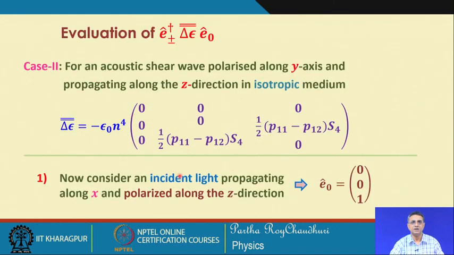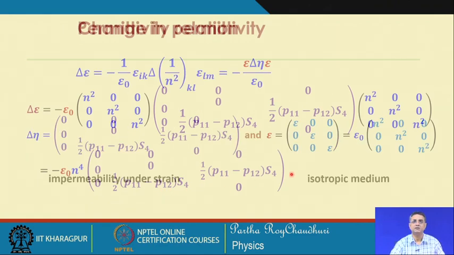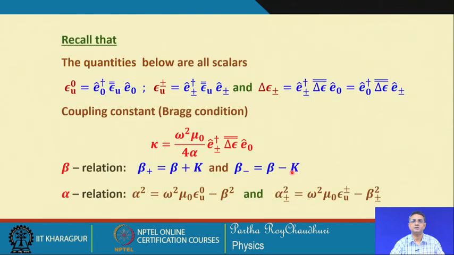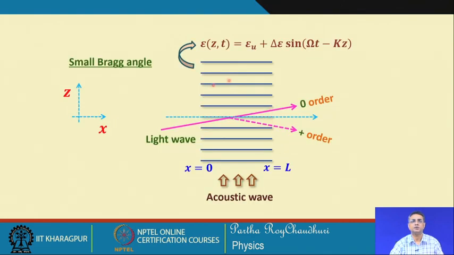Therefore, now we consider the second case where the incident optical wave is propagating along the x direction. This is the situation that we have been considering. If we go back to the first case, we are throughout considering that for small Bragg angle the incident wave is travelling very close to the x axis and the acoustic wave is travelling along the z axis.